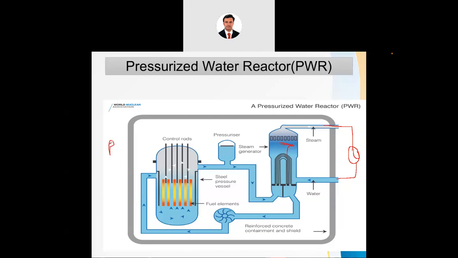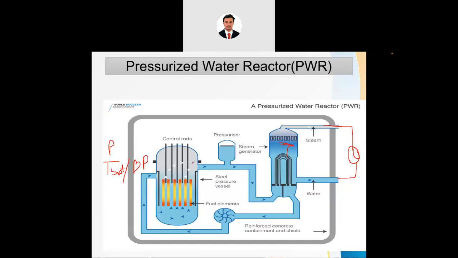So when we increase the pressure, what will happen? When we increase the pressure, its saturation temperature will also increase, as we saw in the simple property diagram of steam. Similarly, when we increase the pressure of the water present in this nuclear reactor, it becomes pressurized water, and its saturation temperature, or boiling point, is going to increase.